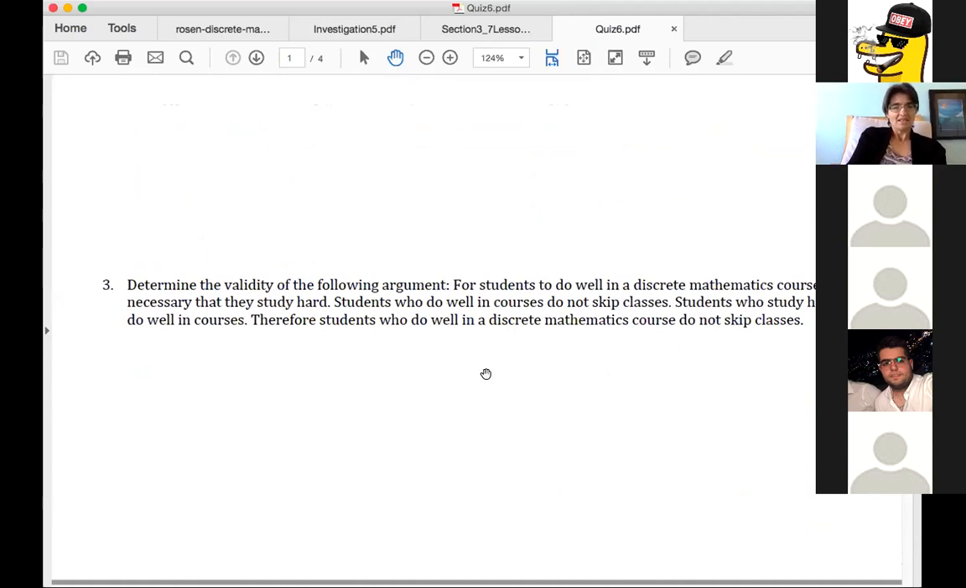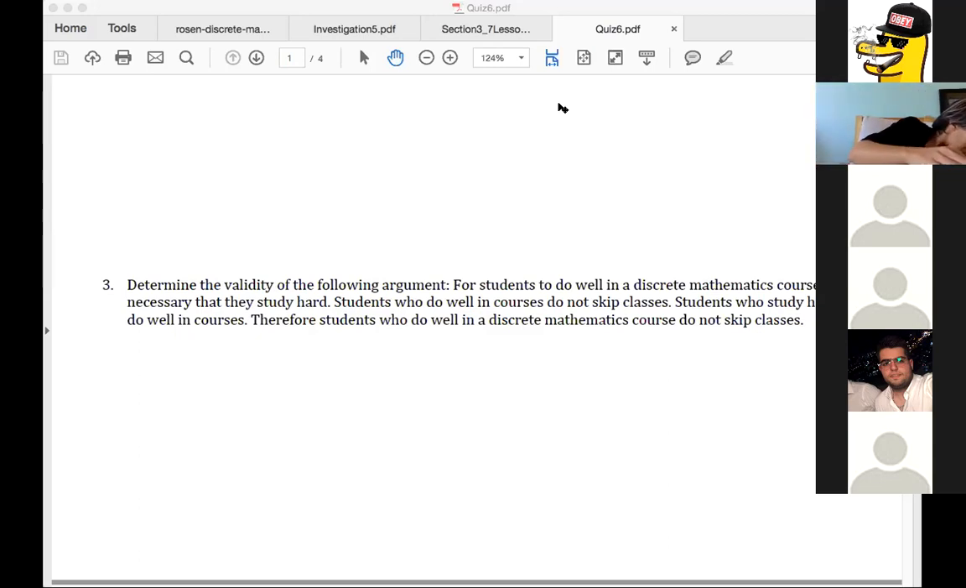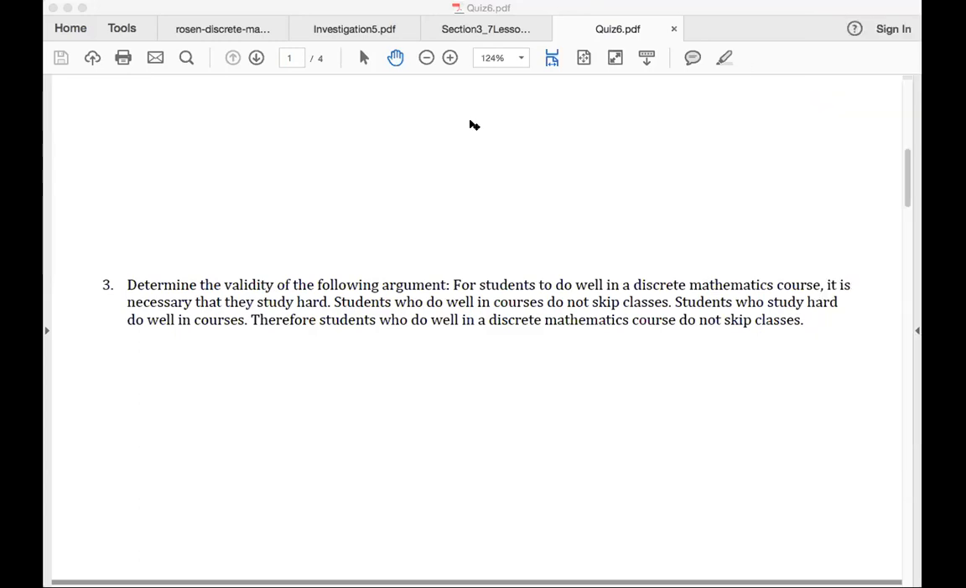I'm going to grab this problem right here and paste it. I'm using Photoshop as a whiteboard. There you go. So this problem says, determine the validity of the following argument.